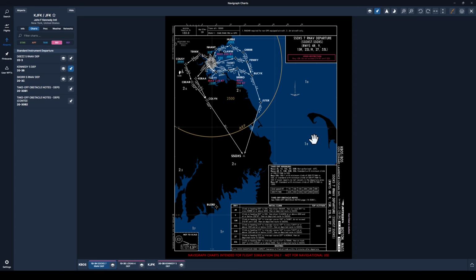For example, the SSOXS 7 departure out of Boston Logan International Airport doesn't really raise any questions for me as a European. For a given runway, the SSOXS 7 departure offers a well-defined continuous route from the departure end of the runway up to the waypoint SSOXS.